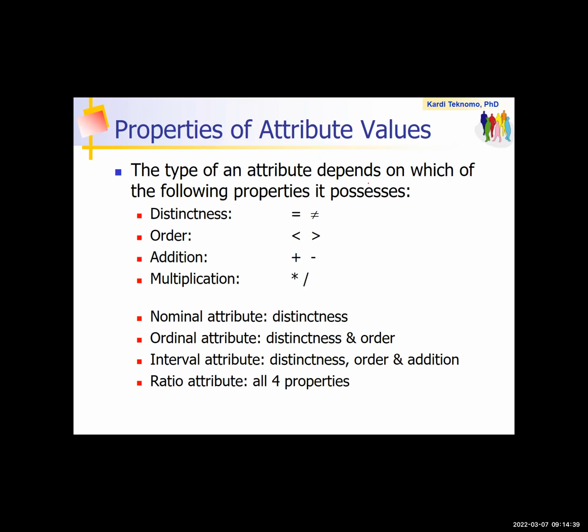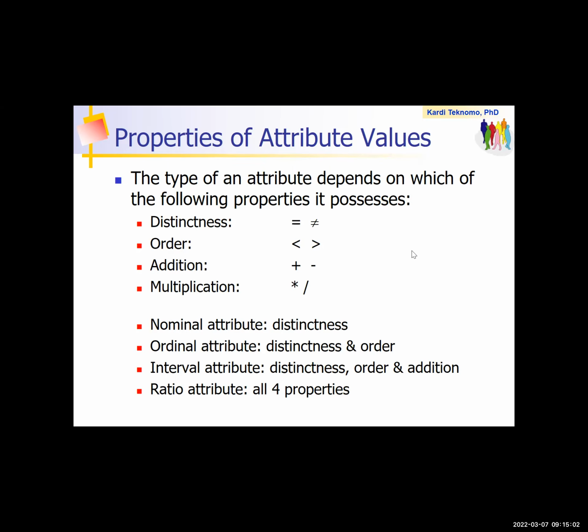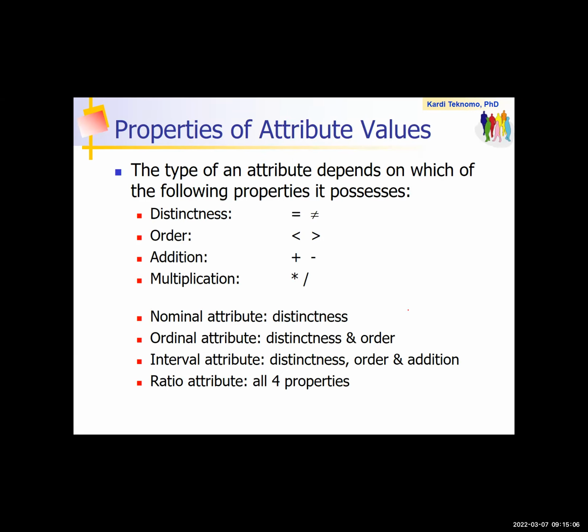Okay, so these are the four properties that you can use to distinguish these four attributes. Distinctness means whether equal or not equal. Order means less than or larger than. Addition and subtraction, and multiplication, right? So a nominal attribute only has distinctness. You can say it exists or does not exist, they are the same or not the same. But you cannot see order in nominal.